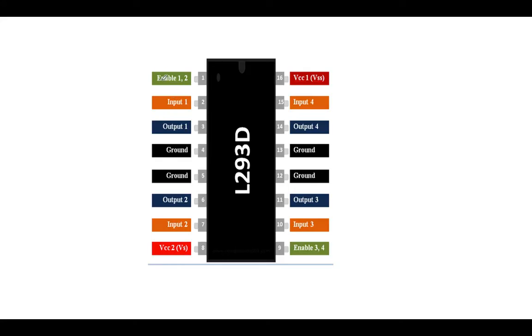Here it has two sets of inputs. Input 1 and input 2 is the first set, and input 3 and input 4 is the second set, and correspondingly we have output 1, output 2, output 3 and output 4. So for controlling one DC motor we need one pair, like input 1 and input 2, along with output 1 and output 2.